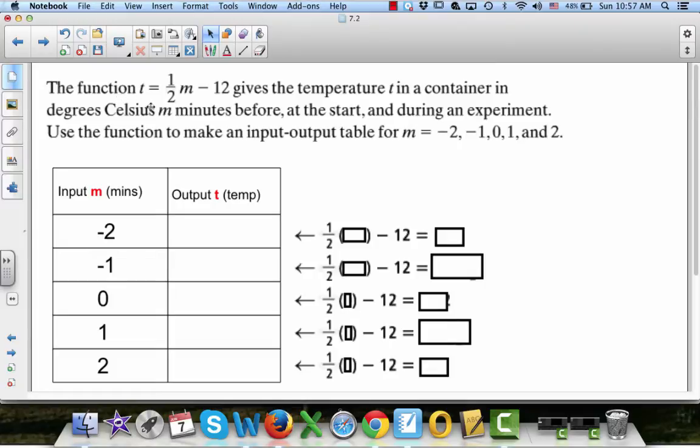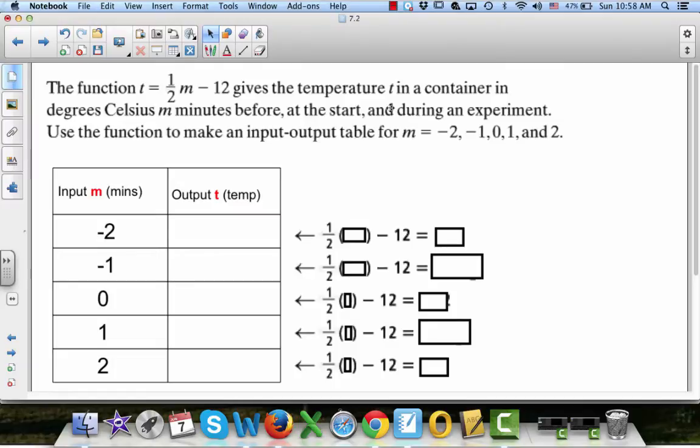The function t equals 1/2 m minus 12 gives the temperature in a container in degrees Celsius minutes before, at the start, and during an experiment. So for example, let's say you take a beaker or some kind of container out of the refrigerator and you set it down, and you're going to do an experiment.